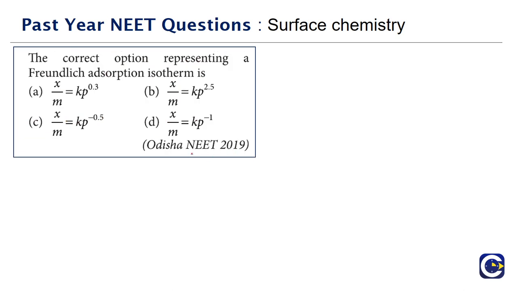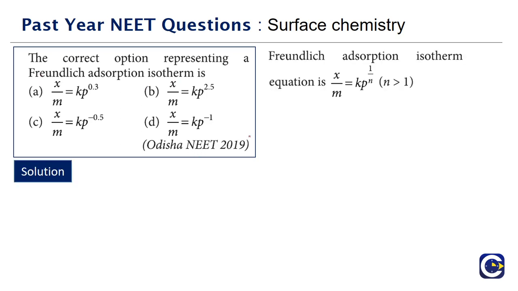Moving on, the question that has come in the NEET 2019 paper is based on the Freundlich adsorption isotherm. The correct option representing the Freundlich adsorption isotherm is, so if you look at the Freundlich adsorption isotherm at constant temperature, that's why they are called isotherms, the amount of adsorption, which is measured by the mass of the adsorbate per given mass of adsorbent, will be equal to K into P power 1 by n, where the value of n will be more than 1.